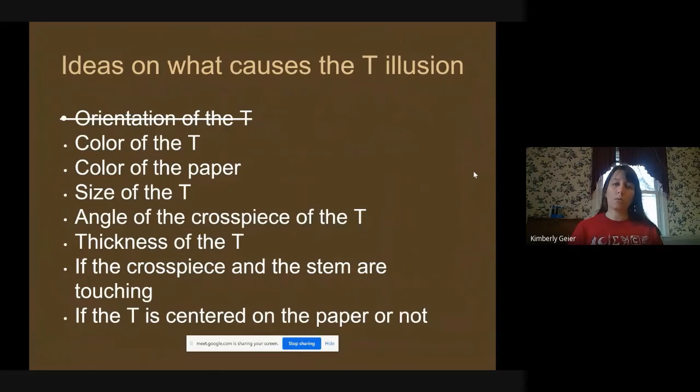Just like we did with the orientation of the T, decide what would your independent variable be? What would your dependent variable be? The constants, the control, all of those things. So what would that experimental design be?